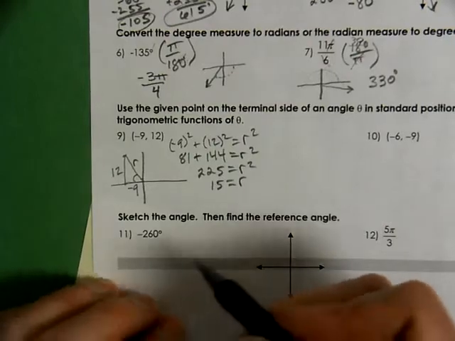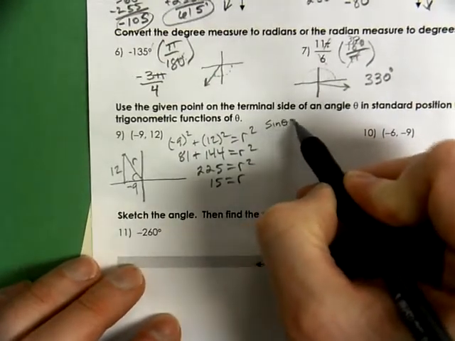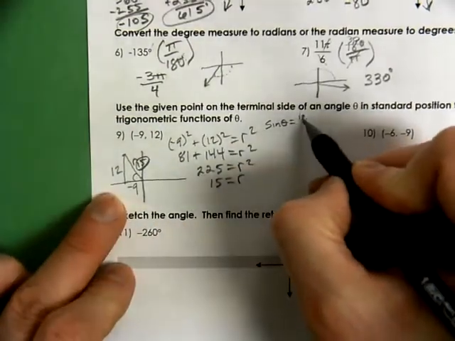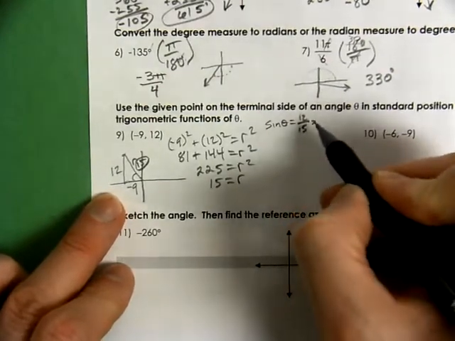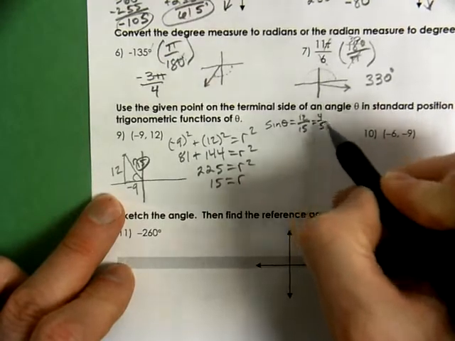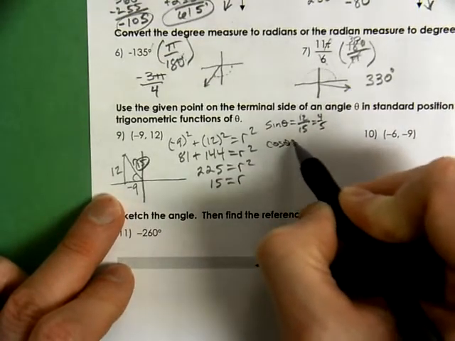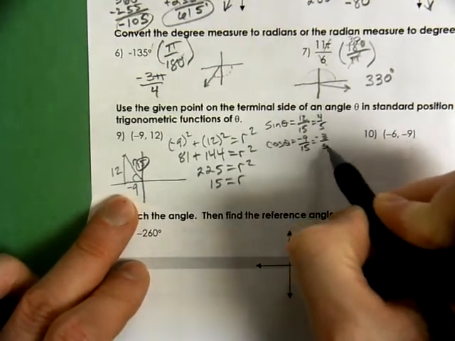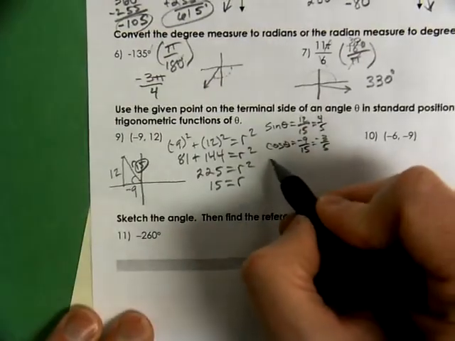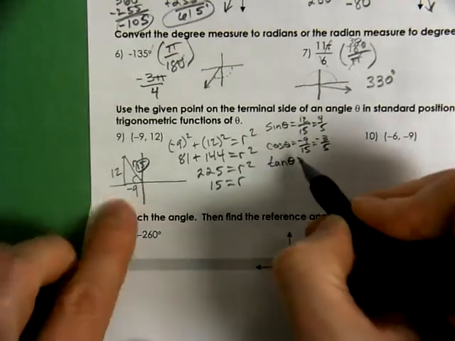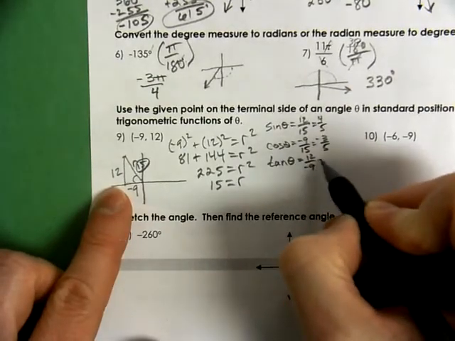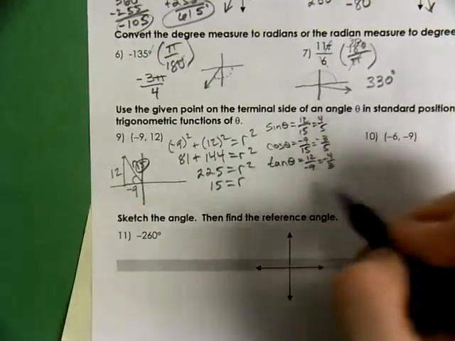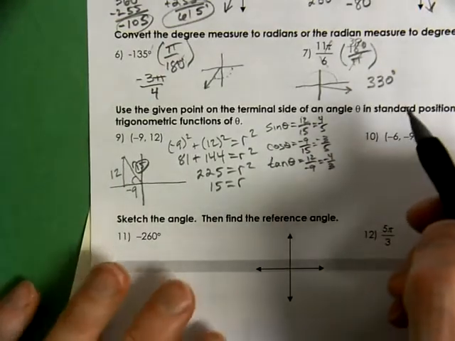So to figure out the 6 trig functions, sine is going to be opposite over hypotenuse. So that's going to be 12 over 15, which reduces to 4/5. Cosine of theta is going to be -9 over 15, which is -3/5. And tangent of theta is going to be the opposite over the adjacent. 3 goes into that 4 times, 3 goes into that 3 times, and it should stay negative. Doesn't matter which side the negative's on.